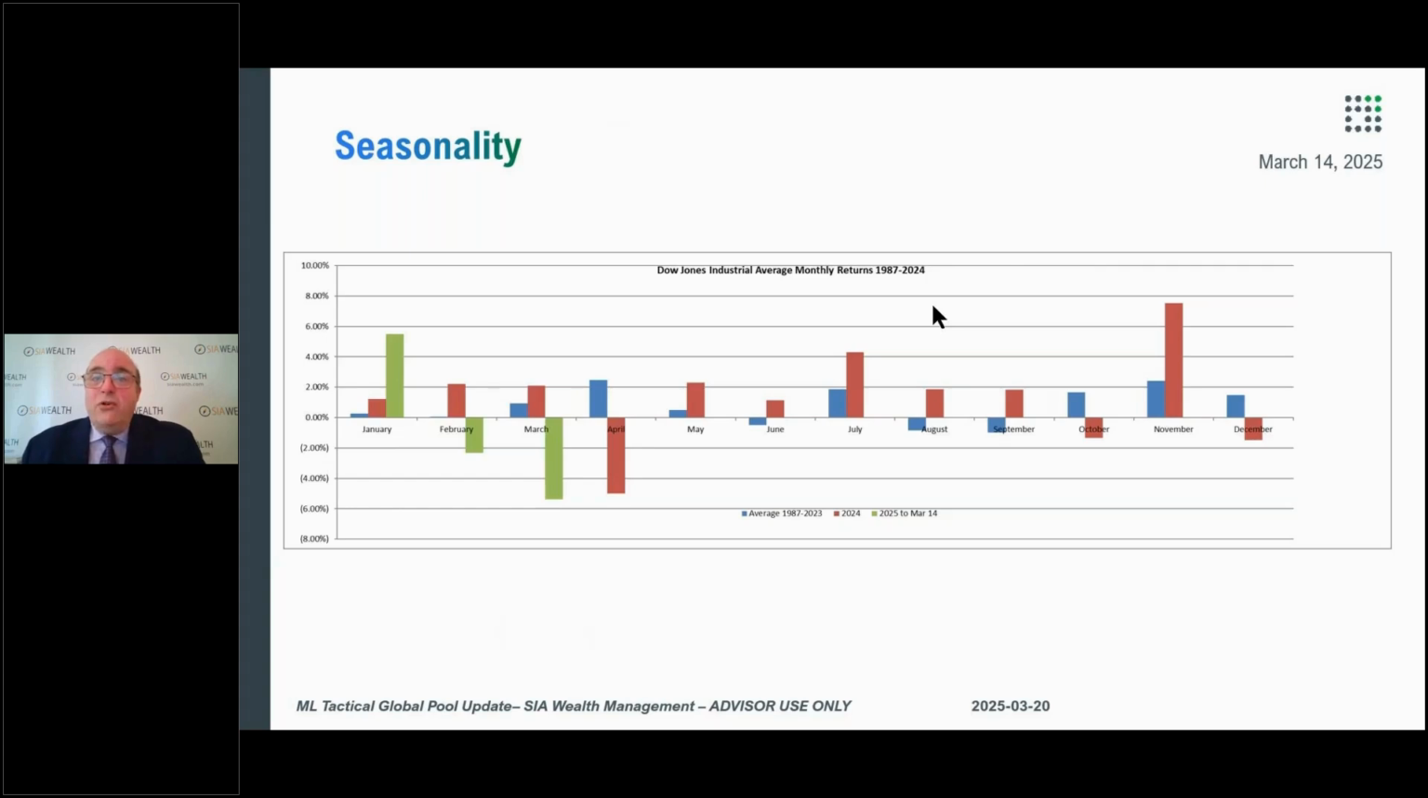Now we move into April. Last year, we had a big sell-off in April. This year, we see it in March. Has it been pulled forward a month? Maybe, it's hard to tell.